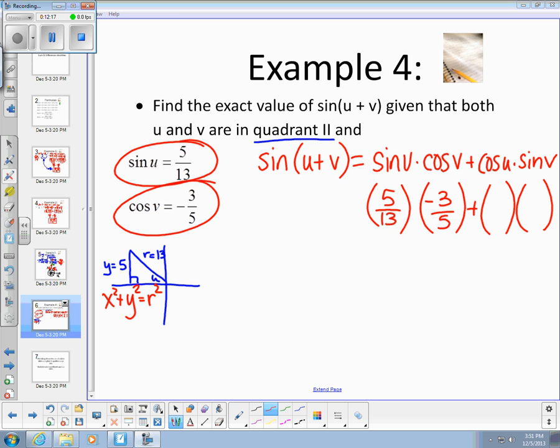Okay. So I can plug my numbers into the formula. X squared plus 5 squared equals 13 squared. And when I work that out with Pythagorean theorem, I'm going to get x equals 12. But when I'm in the second quadrant, I know that my x has to be a negative. Okay, and the reason that we were doing that is we were trying to figure out what the cosine of u is equal to.